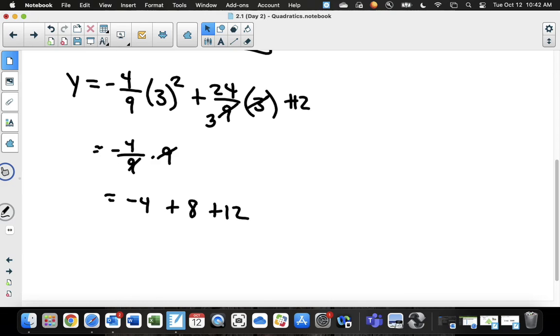And now we clean it all up. We end up with, what? 4 plus 12, 16. And there's your maximum height right there. Okay, 16 feet.